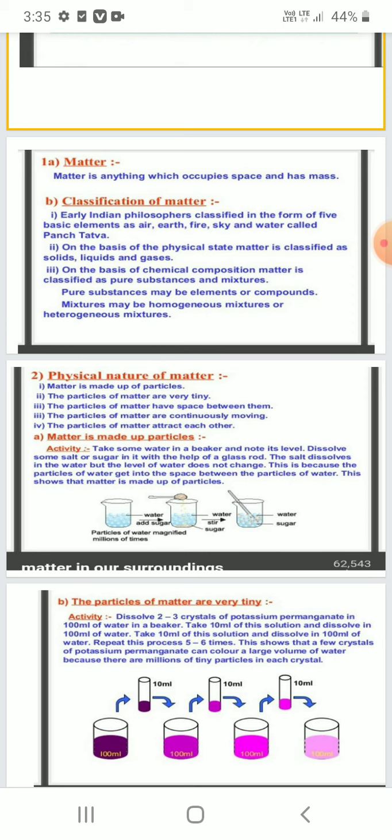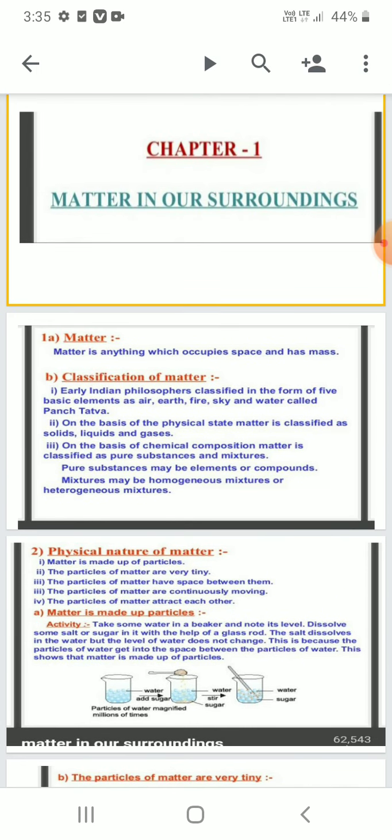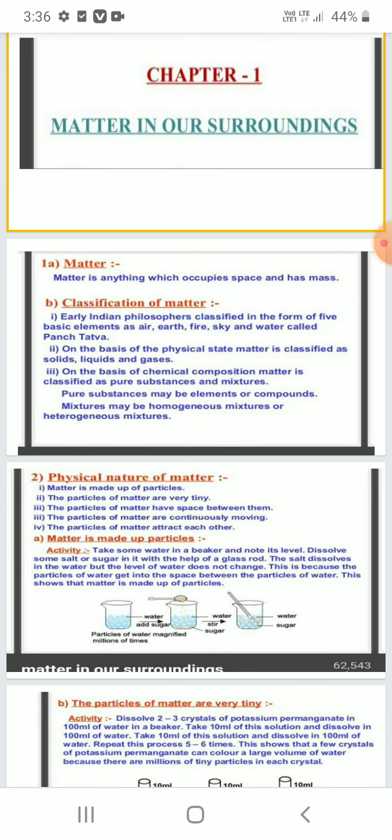On the basis of physical state, matter is classified as solids, liquids, and gases. In the present chapter we'll discuss only this, that is, the physical state of matter. In the second chapter we will discuss classification on the basis of chemical composition. Matter is classified as pure substances and mixtures.